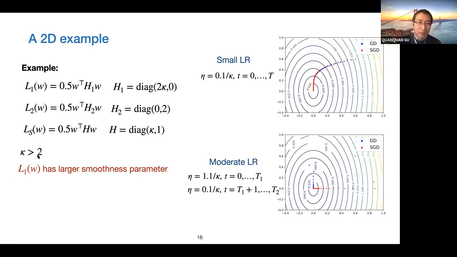And we assume kappa is greater than 2. In other words, kappa will be large enough. The first element of H will be larger than the second element of A. Let's compare gradient descent and stochastic gradient descent in the small learning rate regime first.